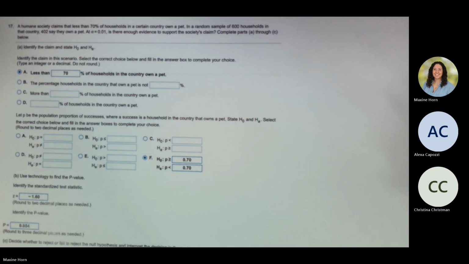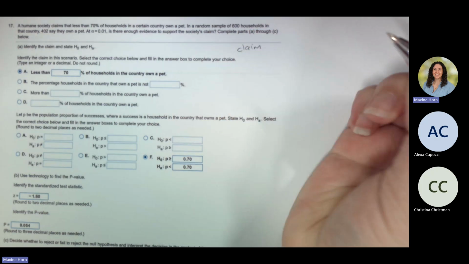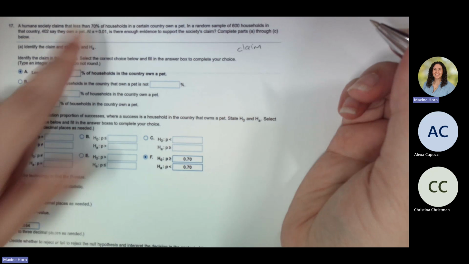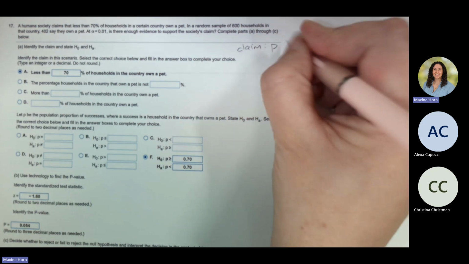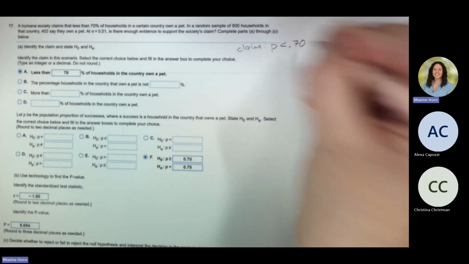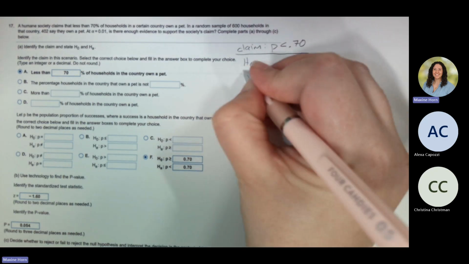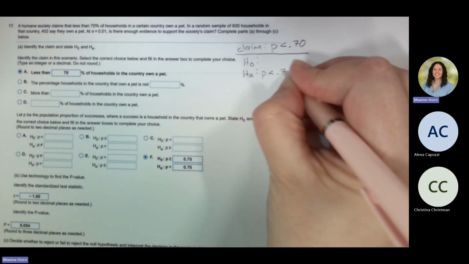Okay. What is the claim? A humane society claims that less than 70% of households own a pet. So that's a percentage, that's a proportion. So that's that P is less than 0.7 or 0.70 if you want to remind yourself that that's 70%. Okay, that's my claim. Now, did I just write a null or did I just write an alternative? So the null has some type of equality. This does not. So we just wrote an alternative hypothesis.